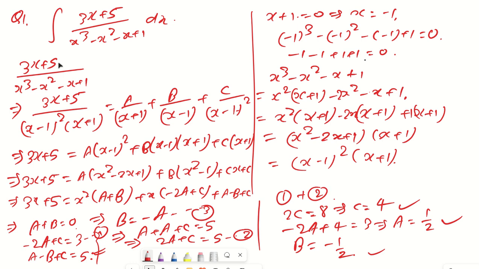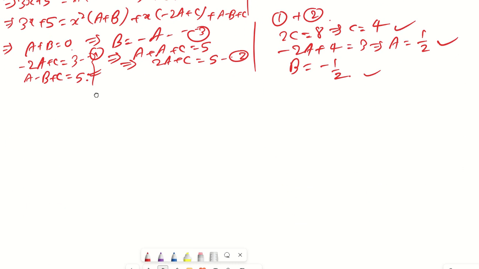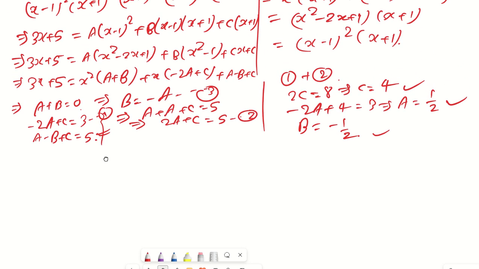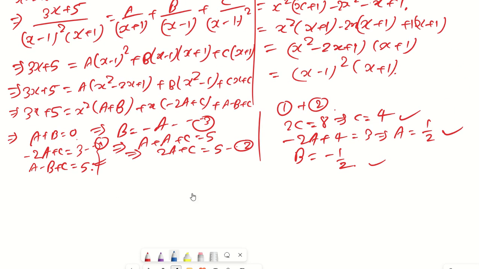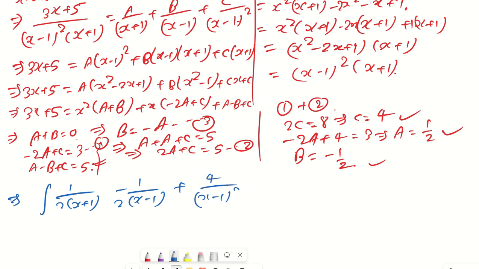and we can now write our integration in terms of partial fractions. Okay. So if we write it down, then we are going to get it as A, B, C, right? So I'll keep it a little down so that we can write the equation. My integration now becomes 3x plus 5 by all those things that was there. So we are going to get a by x plus 1, that is 1 by 2 times x plus 1, then b by x minus 1, that is minus 1 by 2 times x minus 1, plus c by x minus 1 whole square, that is 4 by x minus 1 whole square, dx.